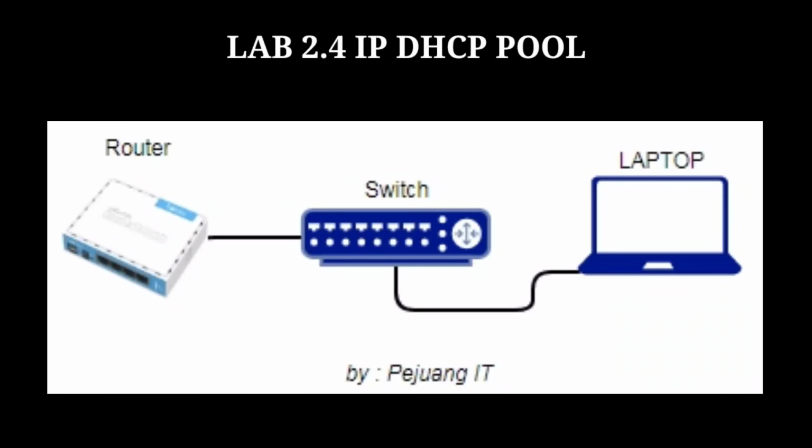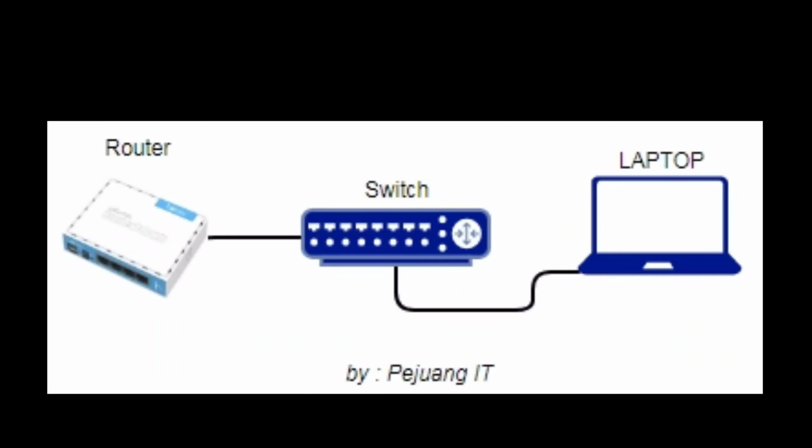On this occasion, I will discuss Lab 2.4 IP DHCP Pool. IP Pool is a feature on MikroTik to determine the range or limitation of IP addresses that can be given to the client on the DHCP server. So, without further ado, let's continue to the video.